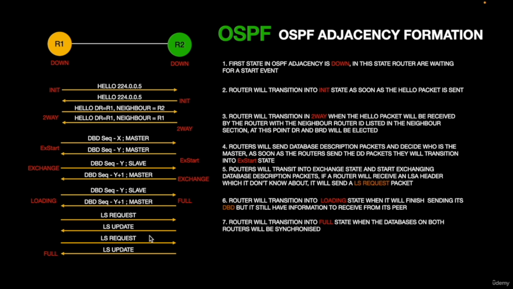And after all the messages are received by R1 and its database is completed, it will also transition into the full state. So when you see that two neighbors are in the full state, that means that they are fully synchronized. Also, I forgot to mention here, when R1 receives the LS update, it will also send an LS acknowledge that will inform the R2 router that the message has been received and the database has been updated with the new information.